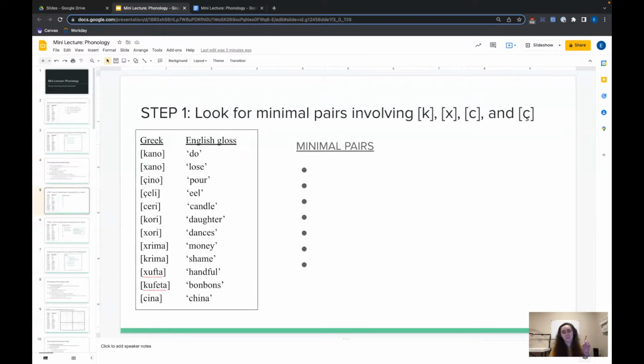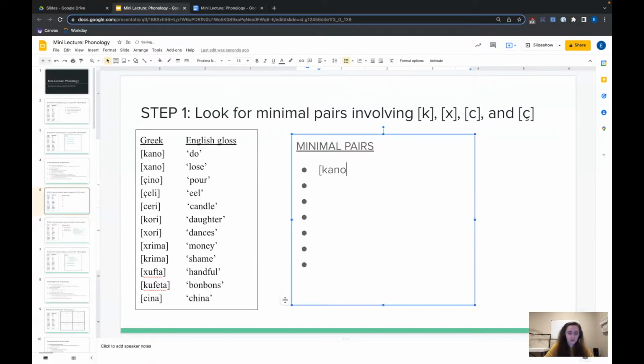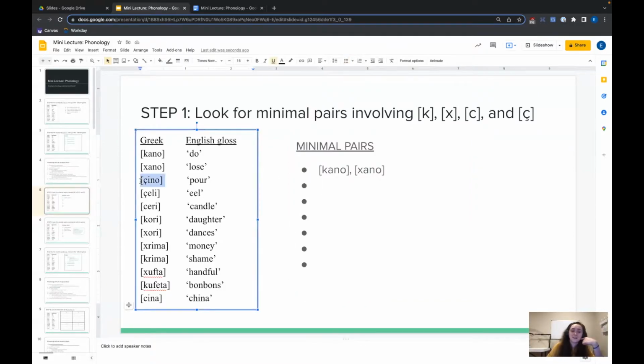So step 1, we're going to look for any minimal pairs that we can find involving these four sounds. So first, we can see this kano is a minimal pair with this kano. I might not be saying any of these words correctly, but we can see that those are a minimal pair because all the sounds are the same except the first sound. And then I don't see any words that are minimal pair with this one or this one. This one's close, but notice that there are two differences. The first sound is different, and then there is like an L in the first one and a trill in the second one. So that's not quite a minimal pair.